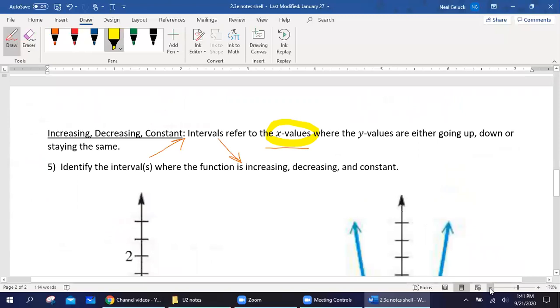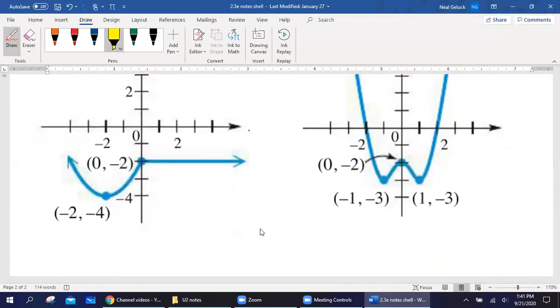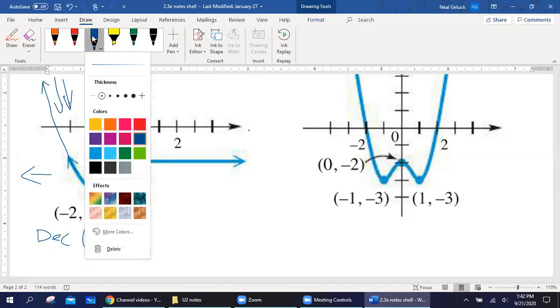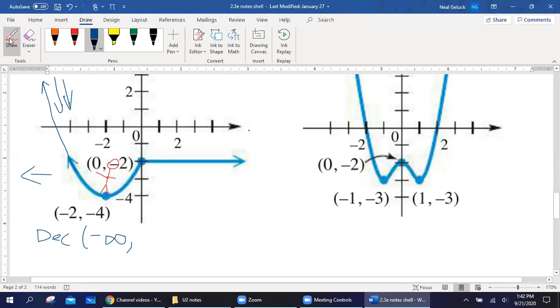So on 5, the first one, I imagine somebody skiing or walking along this graph from left to right. So this would be going up forever. This person was walking downhill. So this would be decreasing. From, well, and again, it's the X values. This was happening forever, so negative infinity, until this person reached the bottom of the hill, right down here, which was when X was -2.